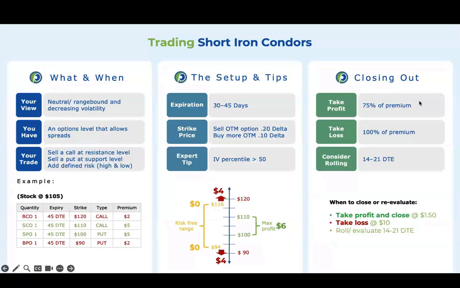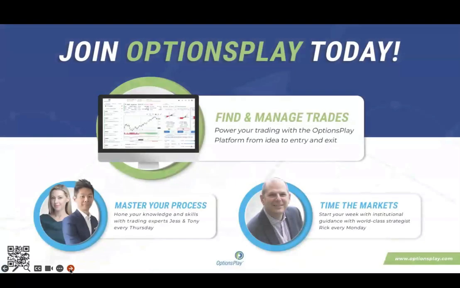When you close out, these are just the general rules: take profit at 75% of premium, take a loss at 100%, and consider rolling at 14 to 21 days until expiration. That's because of the theta decay. All right. Oh, and that's an old slide, so let's get that off.